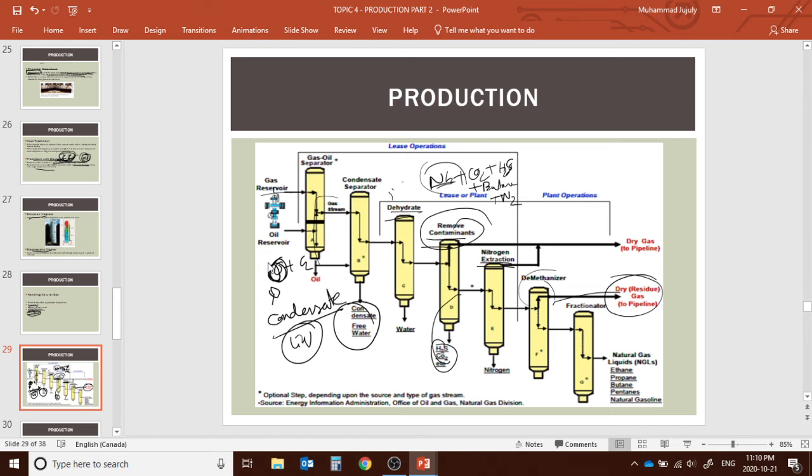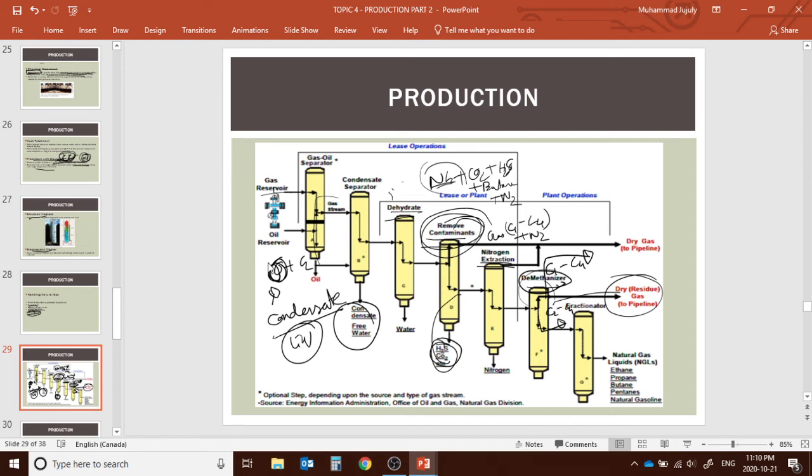Now with this removal of contaminants, you will actually remove the hydrogen sulfide, carbon dioxide, and so on. Now here you have gas, that means it contains methane, C1 to C4: methane, ethane, propane, butane, plus nitrogen. So here you will actually extract the nitrogen. Nitrogen will go out, and here you have gas C1 to C4, and then the demethanizer. The work of the demethanizer is to remove the methane only, and then here you have the C2 to C4.